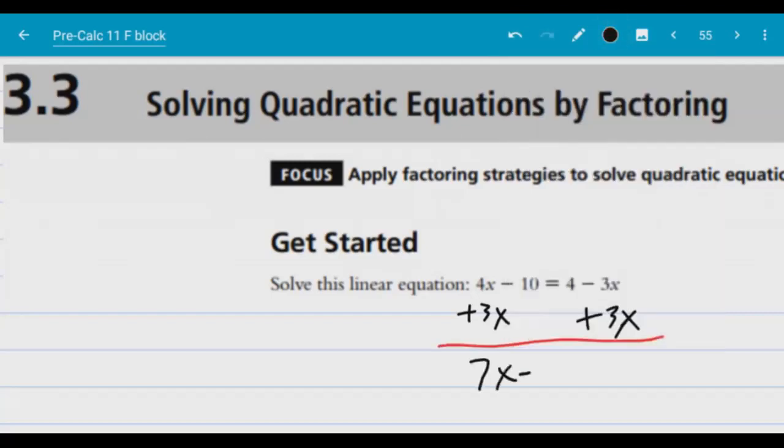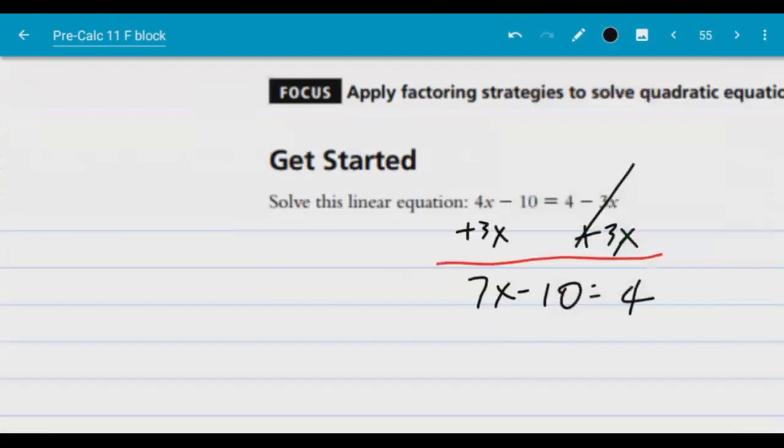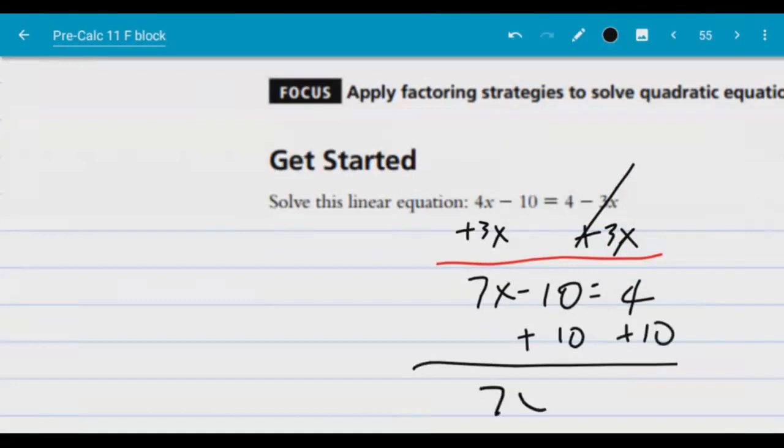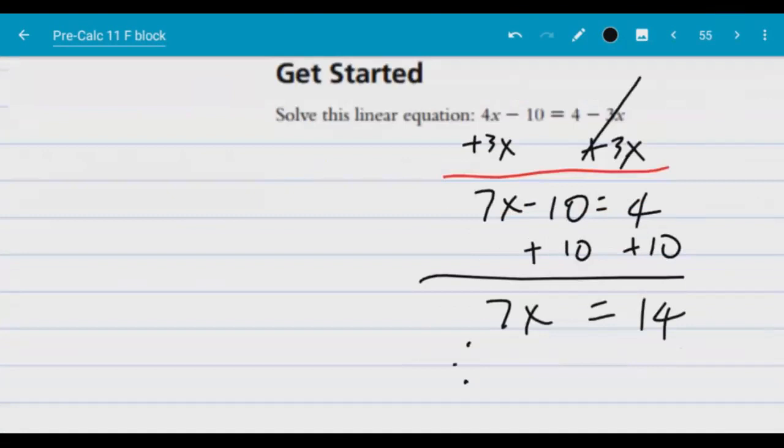7x minus 10 is equal to 4 because these two cancel out. So this is when I'm going to add 10 to both sides. All right, better. 7x is equal to 14. Final step, divide both sides by 7. And of course, x is equal to 2.